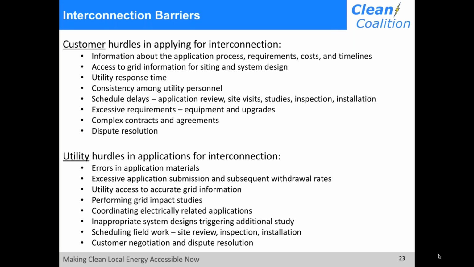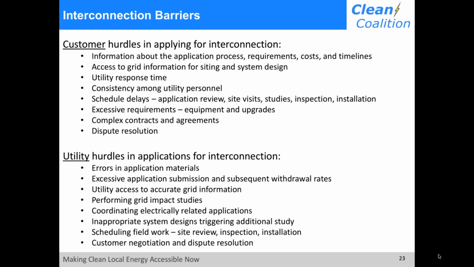The primary hurdles faced by customers applying for interconnection include, first and foremost, information about the application process, requirements, costs, and timelines, and customer access to grid information for siting and system design, but also utility response time, consistency among utility personnel, schedule delays in application review, site visits, studies, inspection, and utility construction, sometimes excessive requirements in equipment and upgrades, potentially complex contracts and agreements, disputes, and resolution processes.